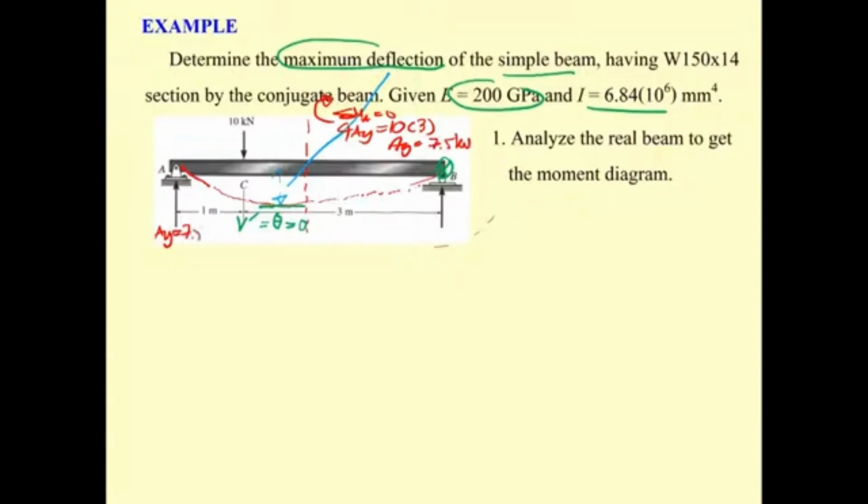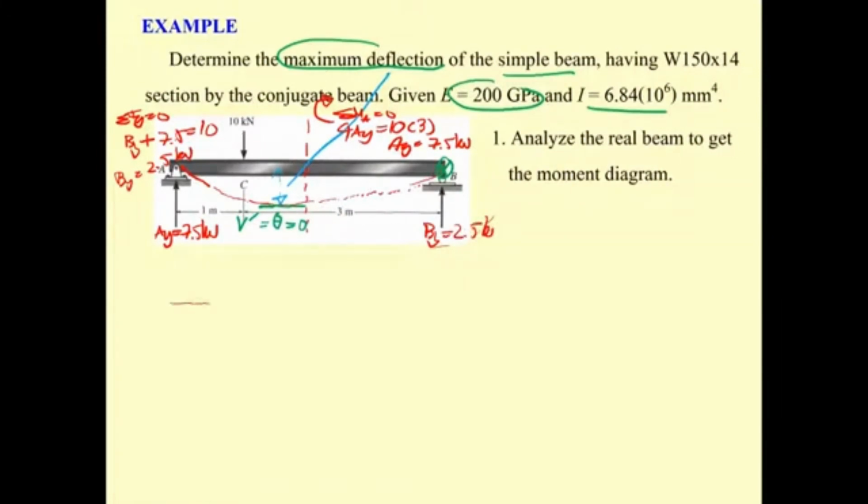So this is 7.5 kilonewton. Then do the summation of F sub y equal to 0 to get B sub y. B sub y is up, plus 7.5, and the 10 is downwards. So B sub y is going to be 2.5 kilonewton.